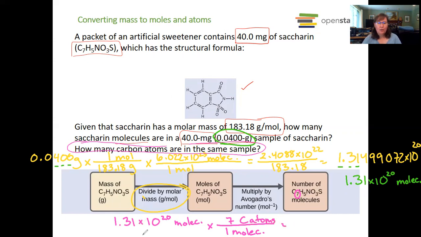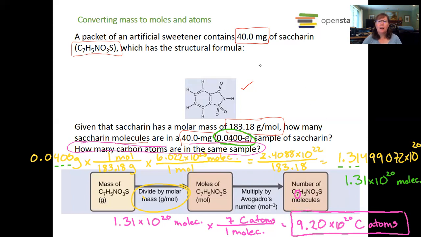So we take that 1.31 times 10 to the 20th times 7. Now we've counted that 7 carbon atoms, so that doesn't figure into our significant figures. We can still have 3 significant figures. So the answer here becomes 9.20 times 10 to the 20th carbon atoms. So those are the 2 answers to this piece here. Here's the carbon atoms, and here are the molecules of saccharin.